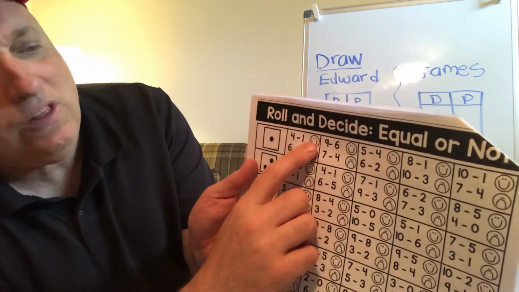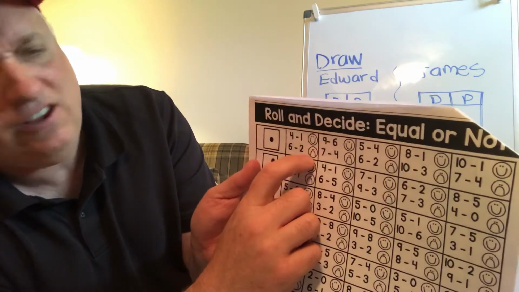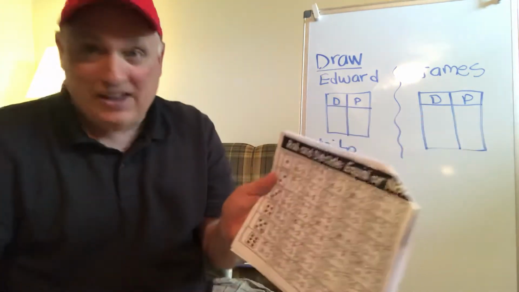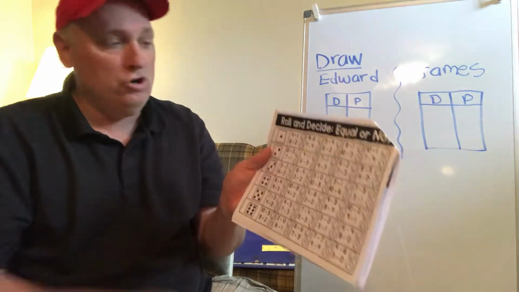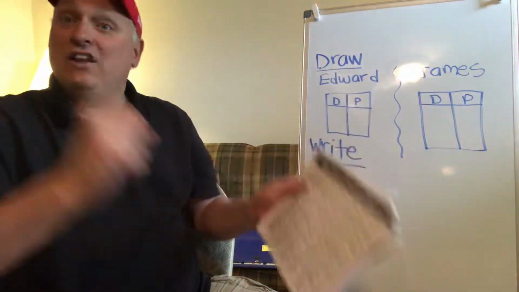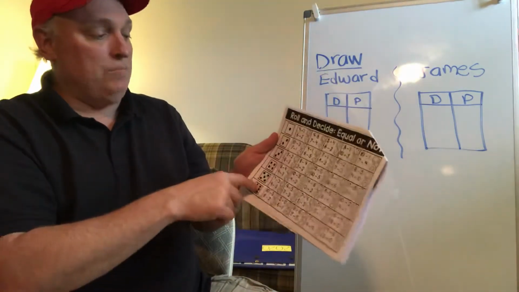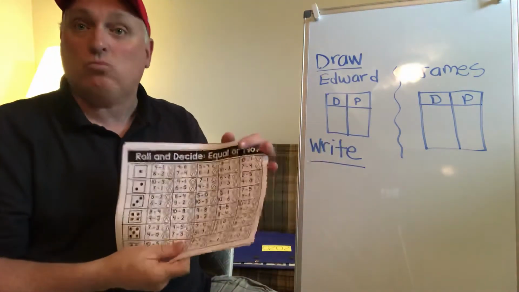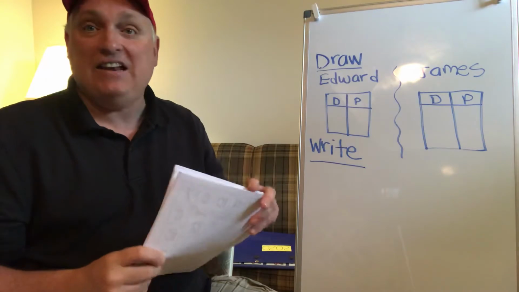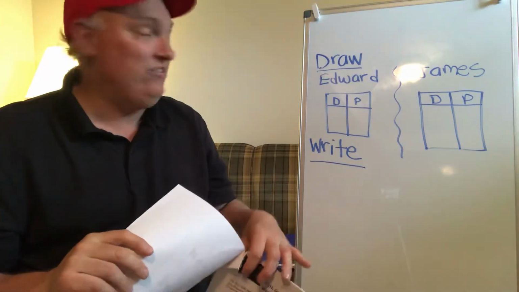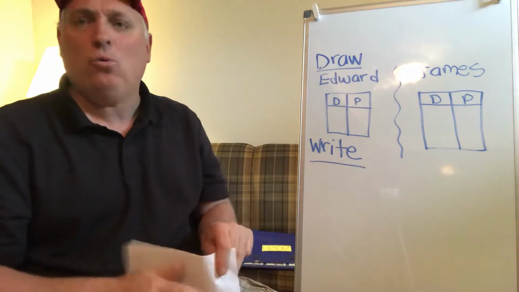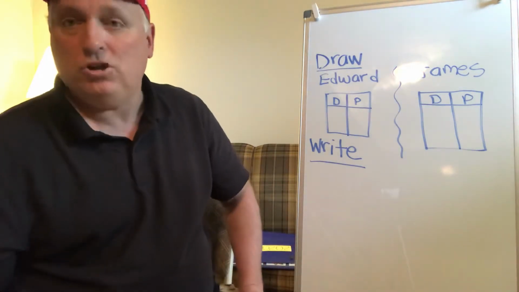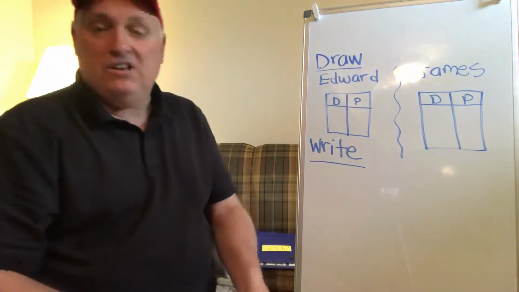If they're equal, I color in the smiley face. If they're not equal, I color in the sad face. Are they equal? No. So I'd color in the sad face. Then I roll again, and whatever number I get, I pick one box in the row and solve it. So it's a game called Roll and Decide. You have to decide, is it equal or is it not equal? And you can play this for a while. It's a good learning activity game for you, so I figured I'd show that to you.